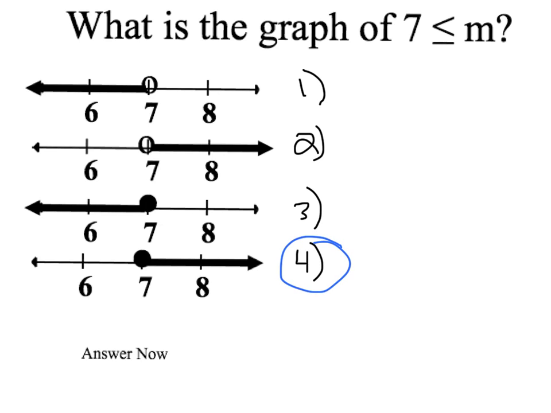Correct answer should have been number 4. What I like to look at for these ones is process of elimination. If you know it's a greater than or equal to, you're going to have a closed dot, so you can get rid of options 1 and 2. And now you're just focusing on, well, am I shading to the right or to the left? And you always have to read from m's perspective. So m is greater than or equal to would be 4.